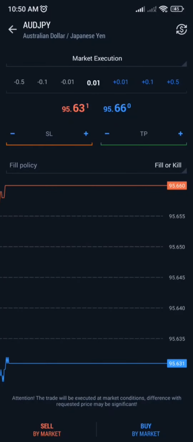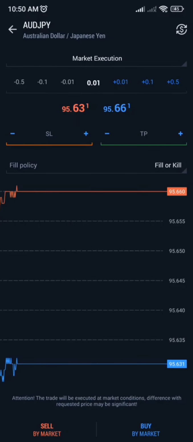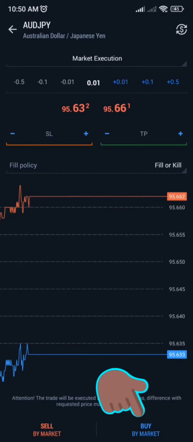That will bring me to this window, and with the triggers down at the bottom here, I can simply tap on buy.